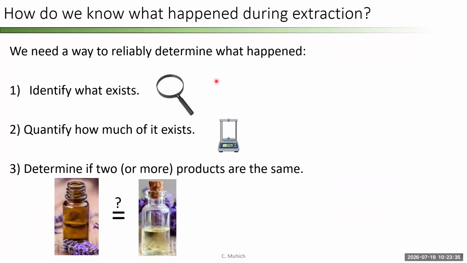So in order to determine what happened, we generally are going to go through three overarching methods. So first, we want to know what exists in these bottles in the extract. We often want to know how much of it exists. And then we want to know if two or more products are the same or if they're different. And these are the sort of three topics that we'll cover today.